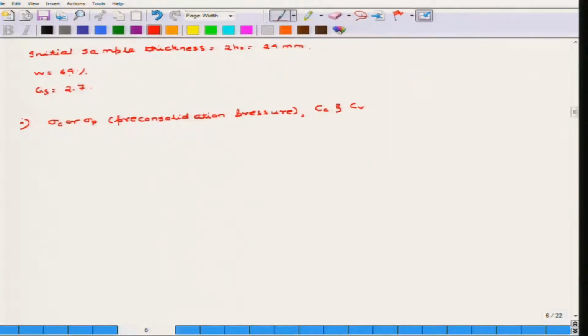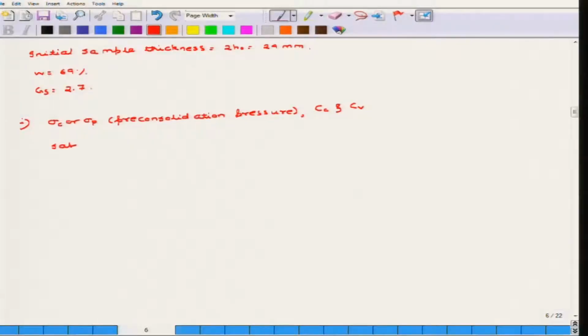For this you have already been given w and Gs of 2.7. We will consider that in consolidation it is only the removal of water and nothing else, not air. So, obviously the sample has to be saturated. If the sample is fully saturated in the beginning, then S is equal to 100% or 1. So, from the basic relation w Gs is equal to S e, e naught is equal to w into Gs, which is equal to 0.69 into 2.7 and comes out to be 1.86. So, this is the void ratio at a pressure of 0 kPa.